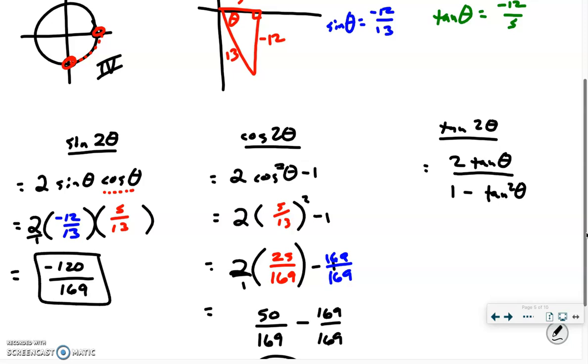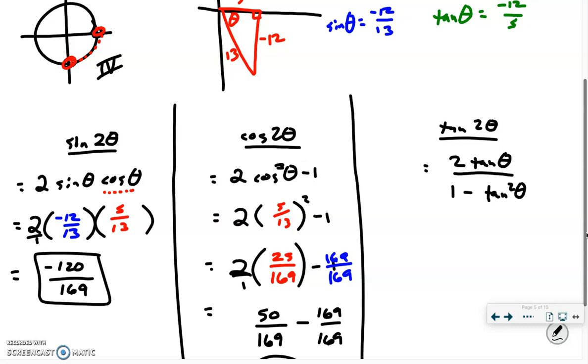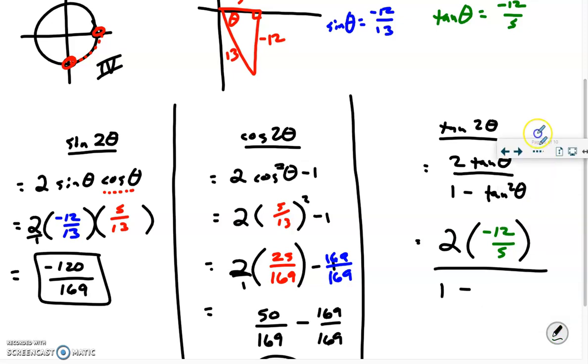So a little bit more work is going to be ahead of us here, just as forewarning for the tangent of 2 theta. Again, not that we're going to approach it differently or anything like that, but it's going to feel like we have a little bit more work. So 2 times the tangent of theta. And we know the tangent of theta is negative 12/5. This is over 1 minus tangent squared. And tangent, once again, is negative 12/5.